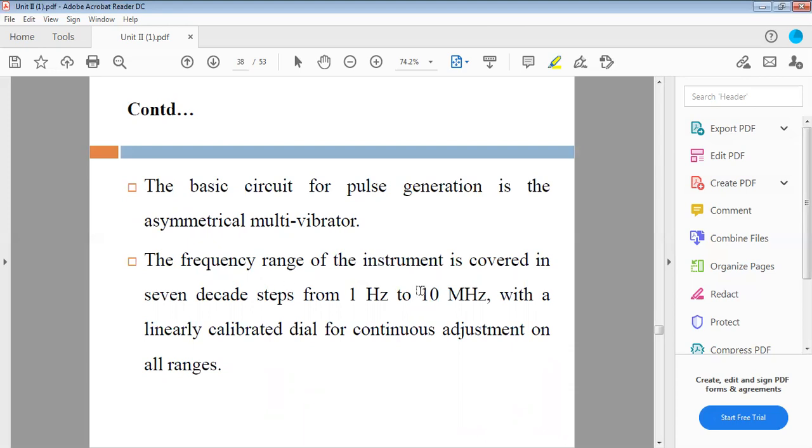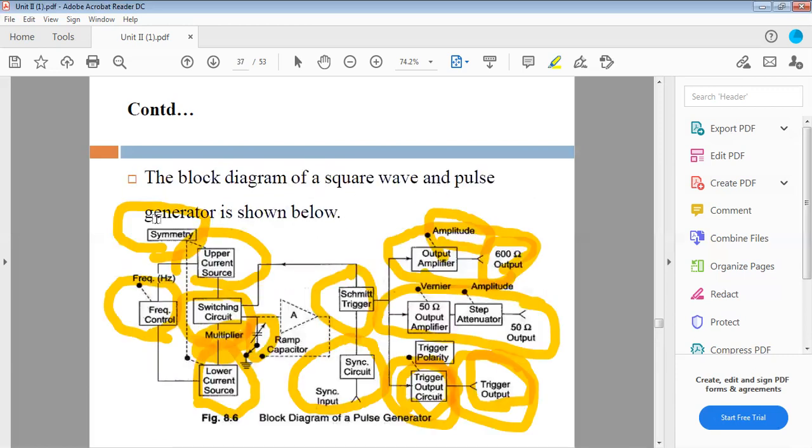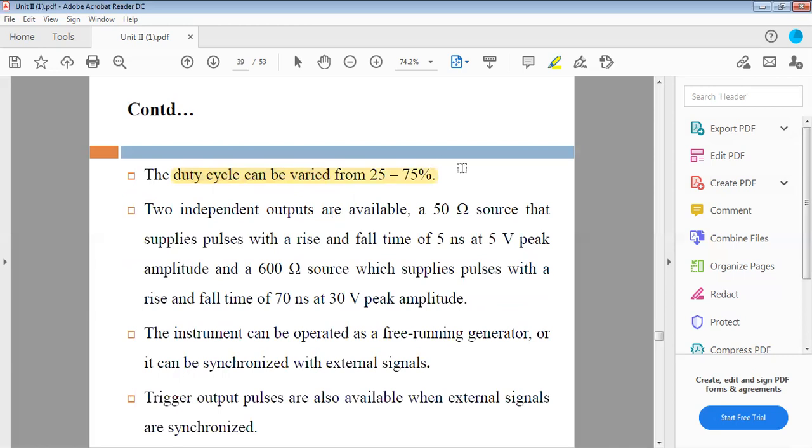The frequency range of the instrument is covered in 7 decade steps from 1 Hz to 10 MHz with a linearly calibrated dial for continuous adjustment on all the ranges. We have already discussed this point. Next, the duty cycle of the instrument can be varied from 25% to 75% by using the symmetry knob here.